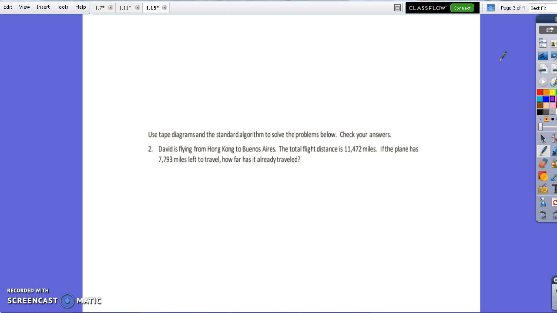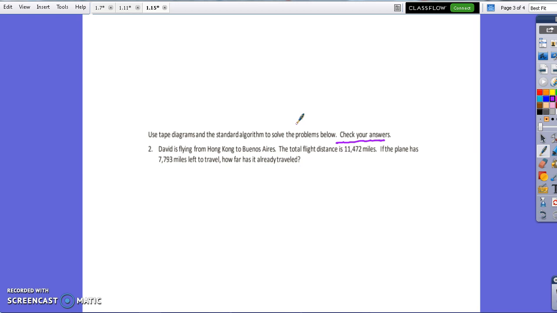So the very first thing that we are going to do is read it. David is flying from Hong Kong to Buenos Aires. The total flight distance is 11,472. If the plane has 7,793 miles left to travel, how far has it already traveled?